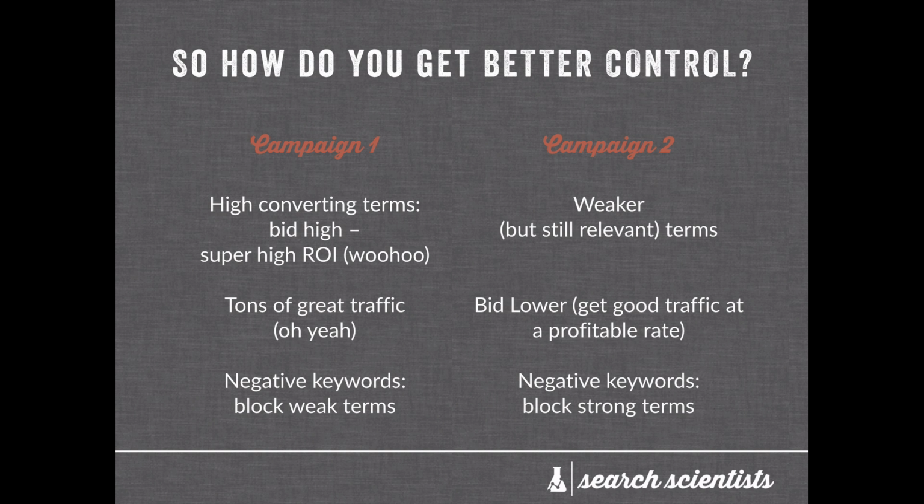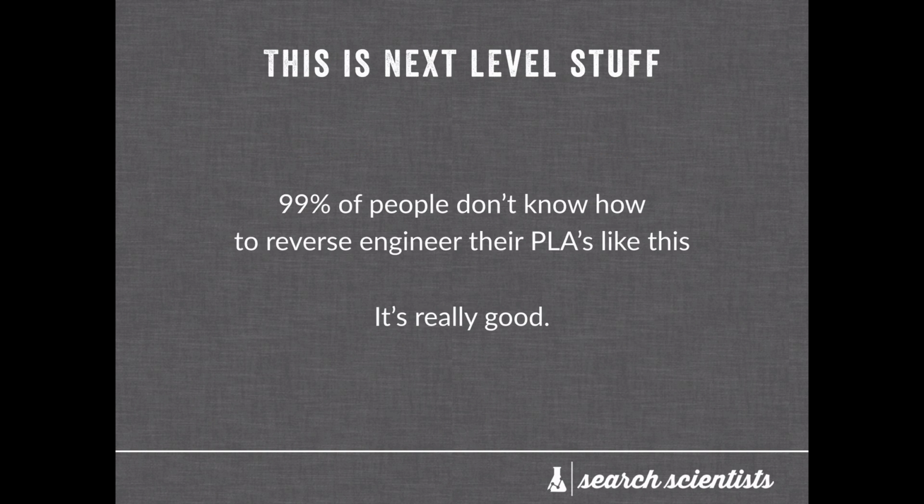In the first campaign on the left, you have high converting terms where you bid high, you get a super high ROI, and you get tons of great traffic, and then you're blocking the weak terms. And then in campaign 2, you're going to have weaker but still relevant terms, where you're going to bid lower and your negative keywords are going to block the strong terms.